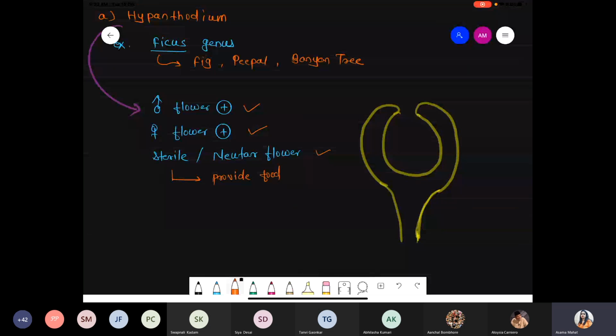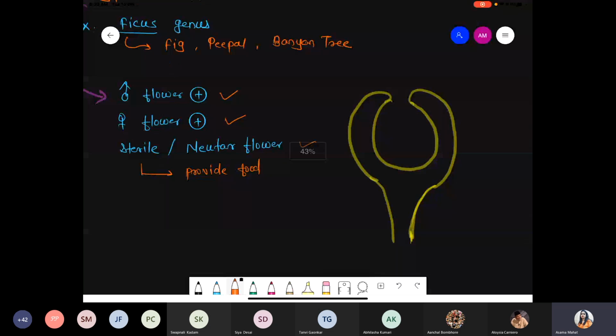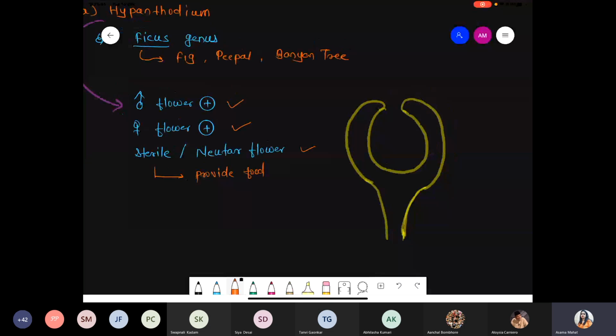Okay, so we are talking about the hypanthodium. In case of hypanthodium, basically this is the mouth. A small mouth is present towards the base. Here towards this base, basically female flowers are present. These are the female flowers. Now we are talking about the male flower. Male flowers basically are present towards the mouth.